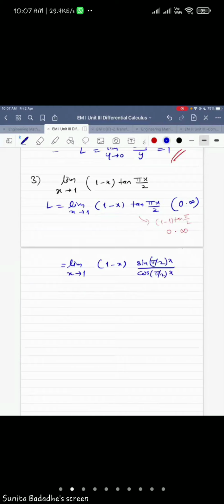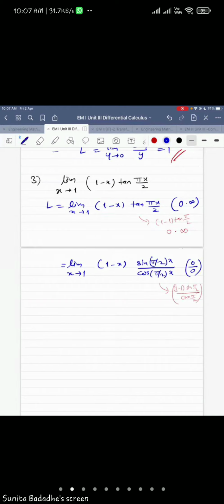Now sine pi by 2 is 1, right? And cos pi by 2 is 0. Okay, so now check the form. It will be 1 minus 1 into sine pi by 2. So this is 0, and cos pi by 2 is also 0. Please see how it is coming. 1 minus 1 into sine pi by 2 upon cos pi by 2. So you have 1 minus 1 is 0, sine pi by 2 is 1. So numerator is 0 and denominator is 1, right?